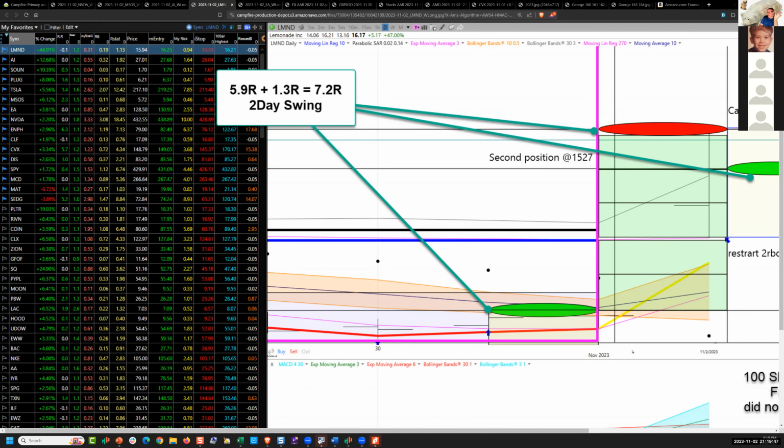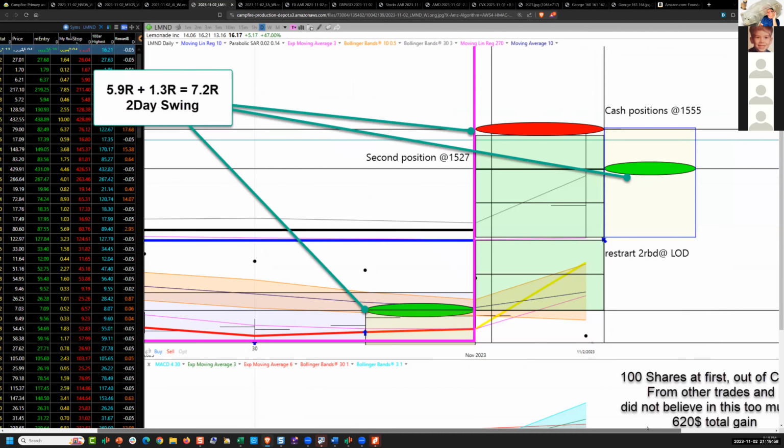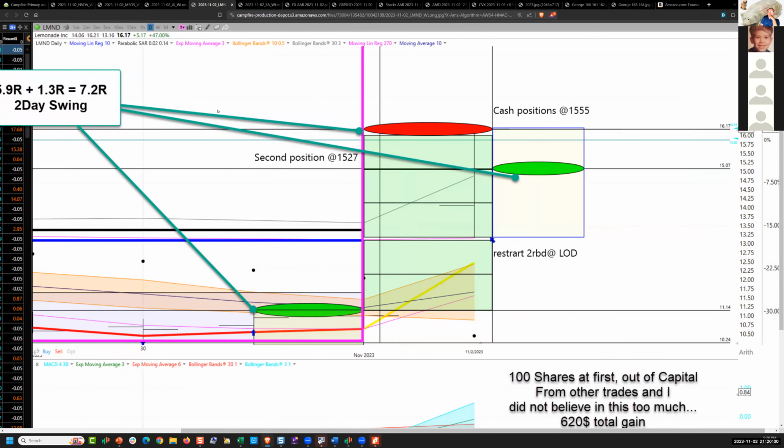Lemonade, a two-day swing that he's working on in here, and add 7.2, and it was starting to stall. So he cashes that, re-enters with some market's money on the 2R battle drill, so using market's money to carry it forward.